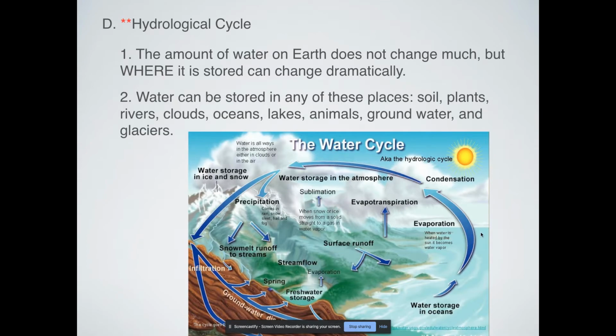Water, though, can be stored in any of these places: the soil, plants, rivers, clouds, the ocean, lakes, animals, groundwater, glaciers. It can be stored everywhere. And so just know that water evaporates, it condenses, it precipitates, it can infiltrate the soil. It basically runs off, back to the ocean and back to freshwater storage devices like lakes. The water cycle is really complicated, but pretty common. Like most people are pretty familiar with it.